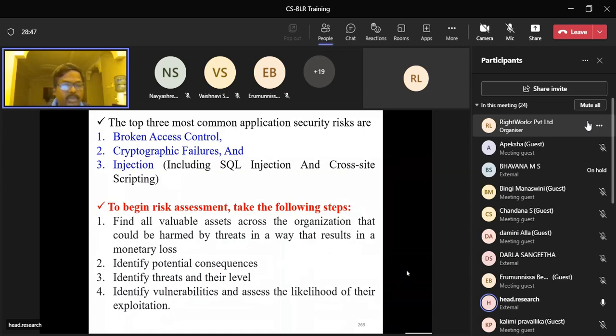Cryptographic failures means, suppose I have applied an encryption algorithm on my application security, like I have encrypted with XYZ or 1, 2, 3, like that. I have encrypted the data, but it is not working properly. Such a kind of thing we can call cryptographic failures.